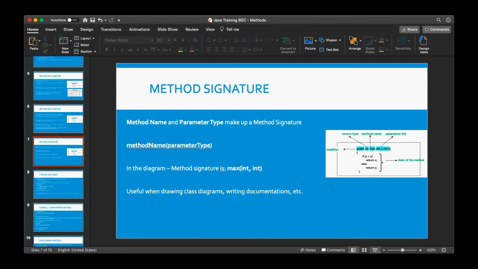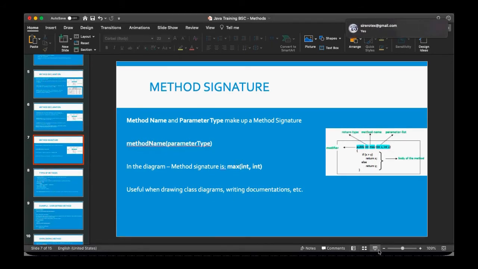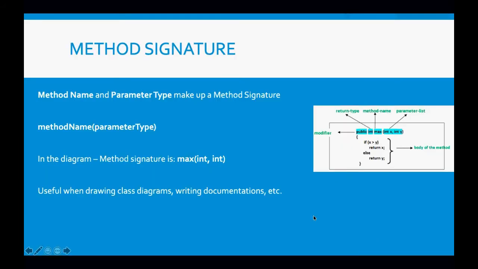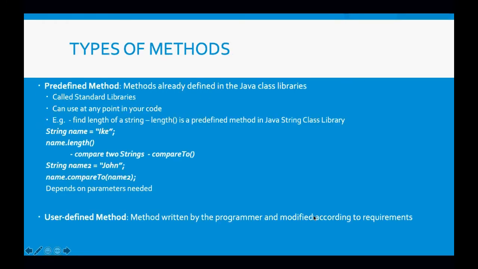So we're going to go into types of methods. We have two major types of methods. The first is the predefined methods. So these are methods that are already in the Java class libraries, which fortunately for all of us, Oracle gave us to use, and they're called standard libraries. You can use them at any point in your code as required or when you need them.